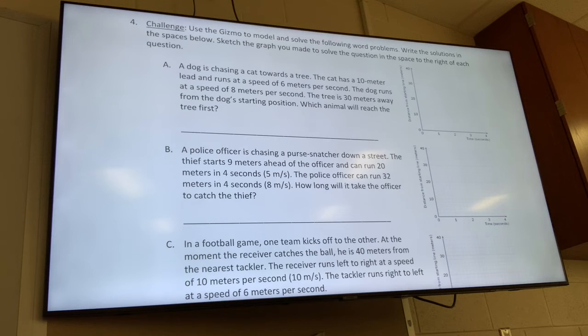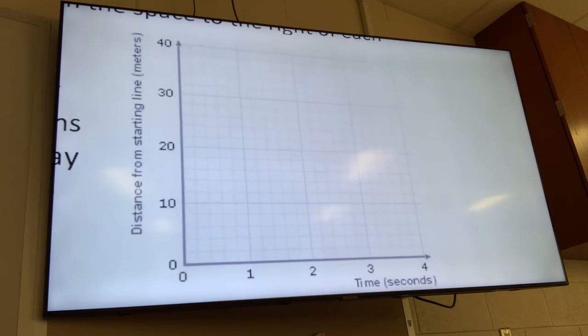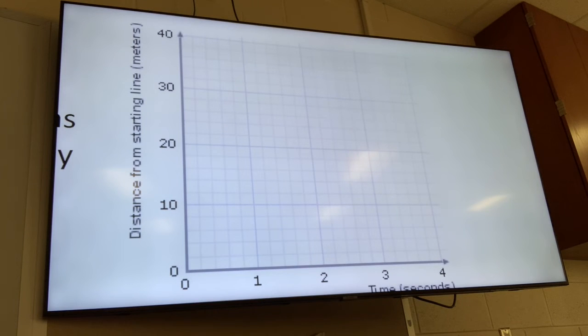So a dog is chasing a cat towards a tree. I'm just going to zoom in here and draw the graph. The cat has a 10-meter lead and runs at a speed of 6 meters per second. The dog runs at a speed of 8 meters per second. The tree is 30 meters away from the dog's starting position. Which animal will reach the tree first?